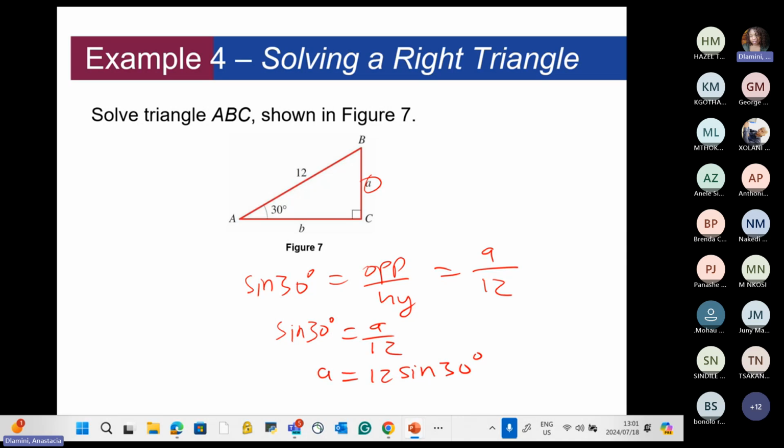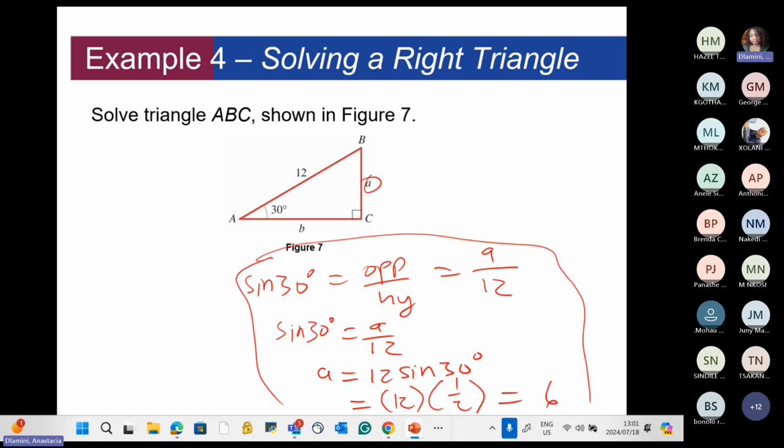So now we know what sine 30 degrees is, isn't it? What is sine 30 degrees? It's 1 over 2. So it's 12 times 1 over 2, which is equal to 6. Am I missing someone? Because I've been hearing pi over 2, pi over 6. No, we are doing sine 30 degrees together, ma'am. Okay. Now, how do we find B?